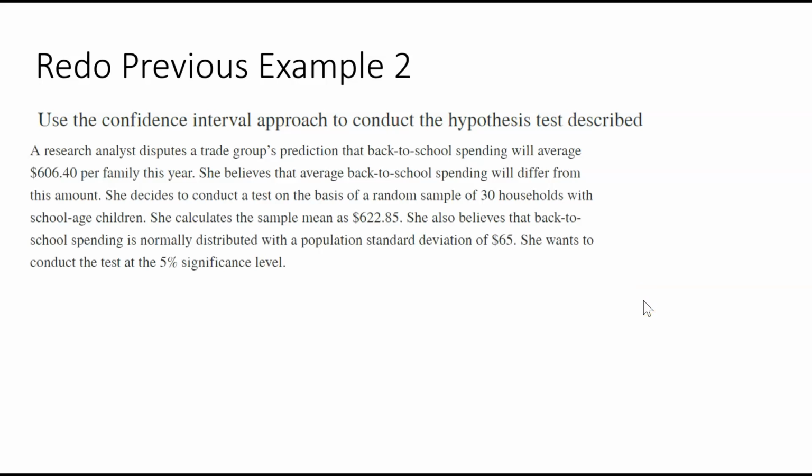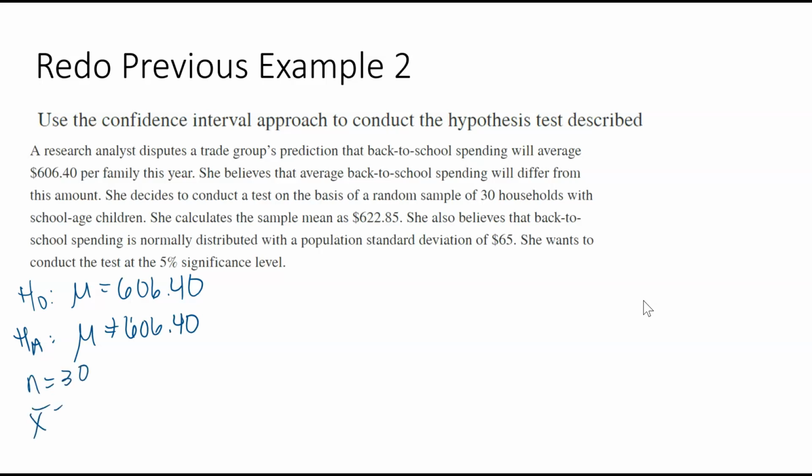Now, in the previous example, we already found that the null was equal to, and the alternative differed from. And again, we did this in the previous video. And we had a sample of 30, and the sample mean was 622.85, and our sigma is 65. So we've got all this data here. So if we want to redo this using the confidence interval approach, let's go back here.